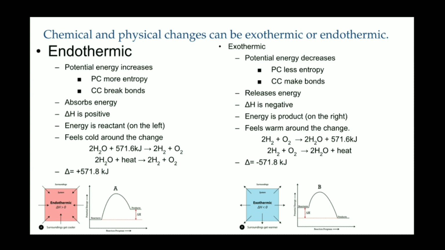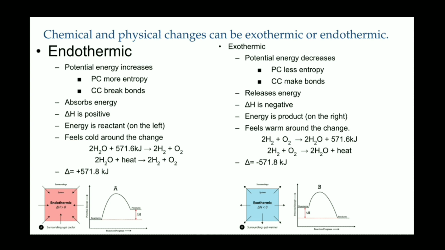Breaking bonds can spread particles further apart. Notice that in endothermic reactions, heat can be written as kilojoules or simply as the word heat, but in a chemical reaction, it will always appear on the reactant side, and the delta H, or the symbol for heat, will always be a positive sign.